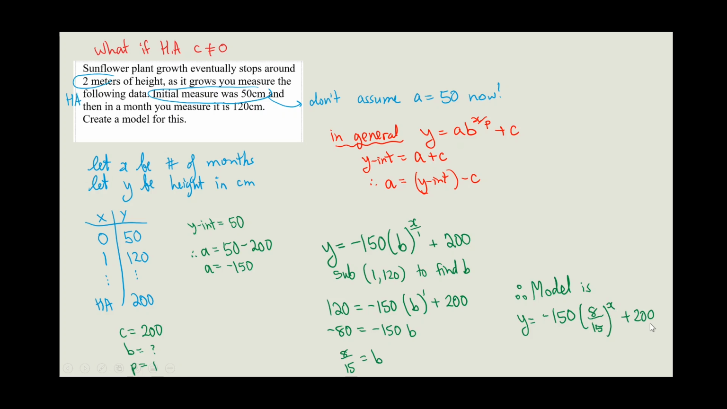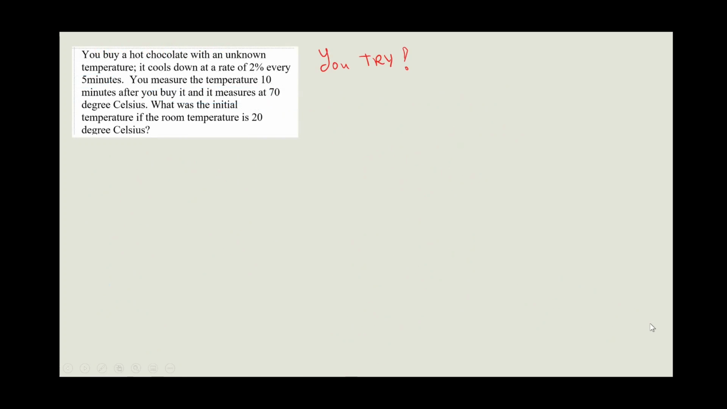So one more question, which you will try. I'll read it, and then you'll pause to begin it. Again, this is a question where there is a horizontal asymptote. It says, you buy a hot chocolate with unknown temperature. It cools down at a rate of 2% every 5 minutes. You measure the temperature 10 minutes after you buy it, and it measures at 70 degrees Celsius. What was the initial temperature if the room temperature is 20 degrees Celsius? Pause the video right now, and then unpause when you're done.